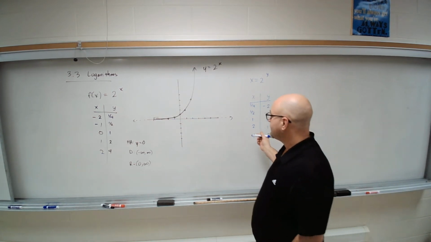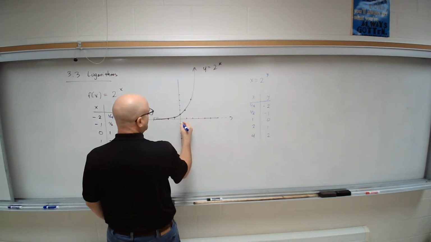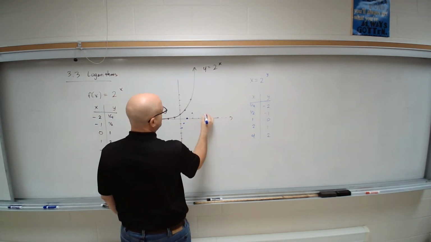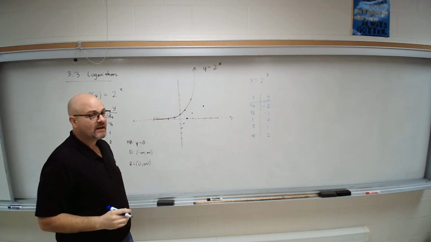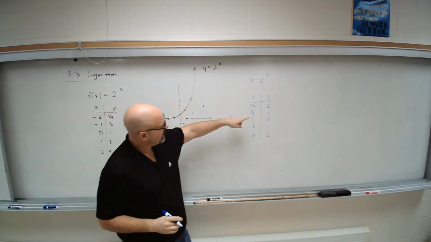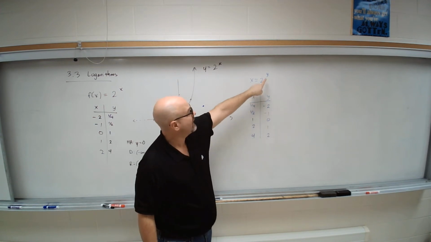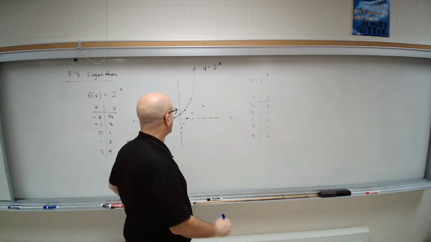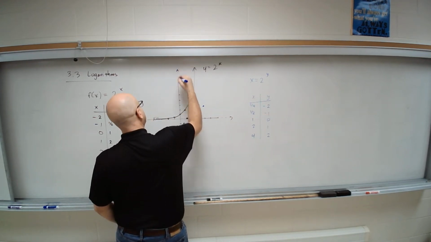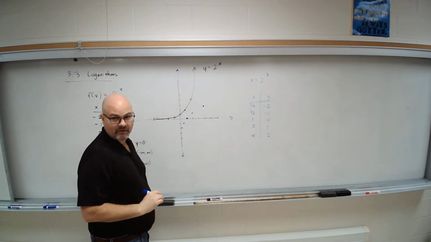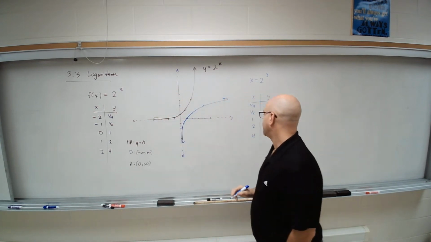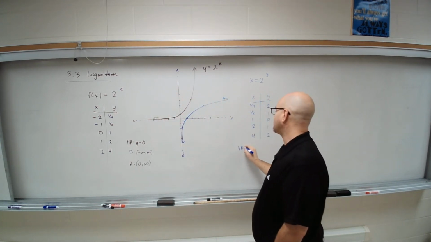So if we graph this, it's going to be at 1/4, -2, 1/2, -1, 1, 0, 2, 1, 4, 2. If you notice here, if I keep putting more and more negative numbers in for y, this base is still always going to be positive, correct? So we're going to have a vertical asymptote at x equals 0, and it's going to look like that. So again, for this function, we have a vertical asymptote.